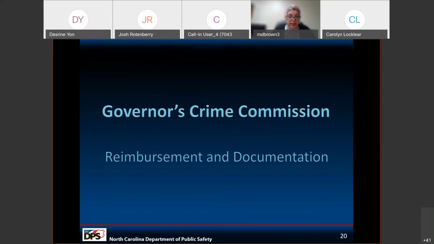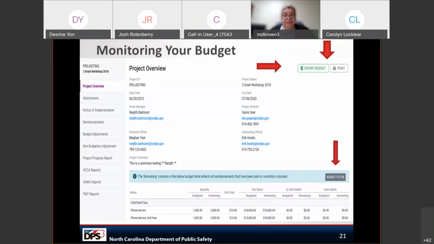So we're going to talk a little bit now about reimbursements and documentation as it relates to what you need as a state agency. As we talked about a few minutes ago, your project director is your overall oversight person. The one thing is the project director needs to know your budget. As a project director, you should know your budget inside and out. And GEMS is your friend when it comes to knowing that. It will allow you to export the budget to Excel and to print it out. And you can filter it so that you can see all of your line items on your budget.